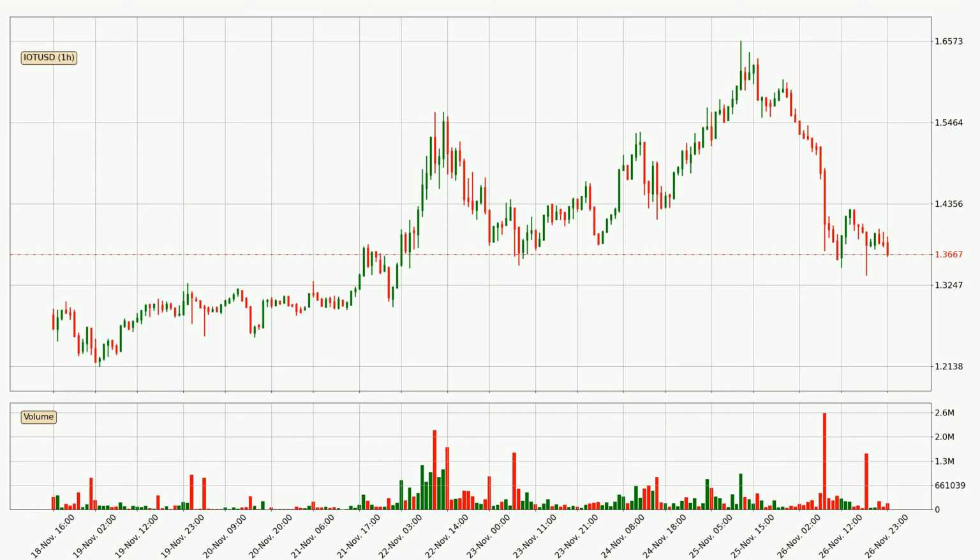Looking at the hourly time frame for Iota, the price rapidly went down by around 12.1% in the last 24 hours, with a current price of 1.37. The volume was also high, showing that this move was strong and the sellers are taking over.